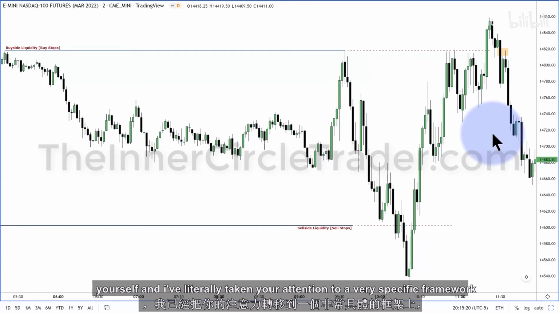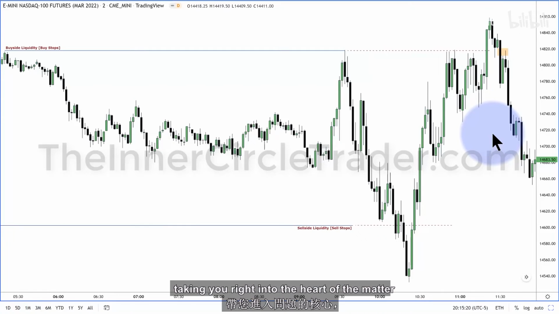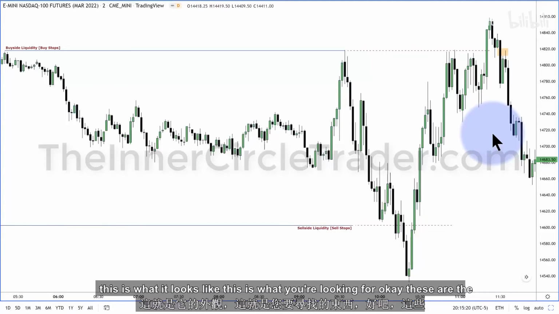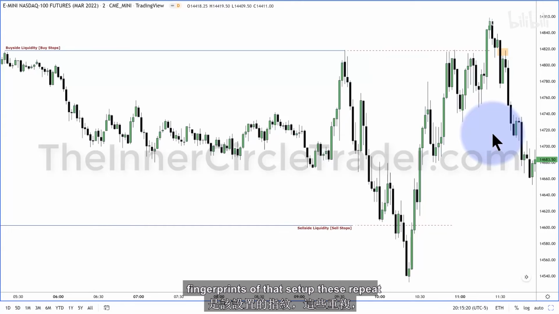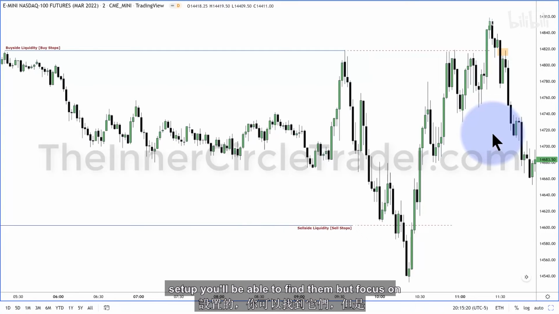And I've literally taken your attention to a very specific framework and setup. Notice that? Some of you may think I'm still talking too much, but I'm taking you right into the heart of the matter. This is what it looks like. This is what you're looking for, okay? These are the fingerprints of that setup. These repeat. So if you know what they are and what those components are that make up this setup, you'll be able to find them.